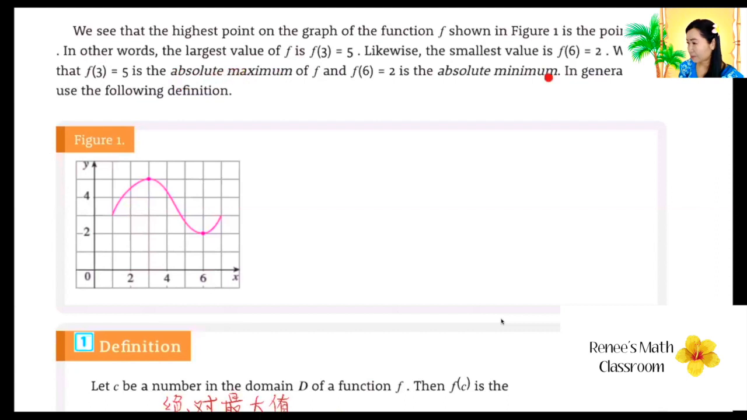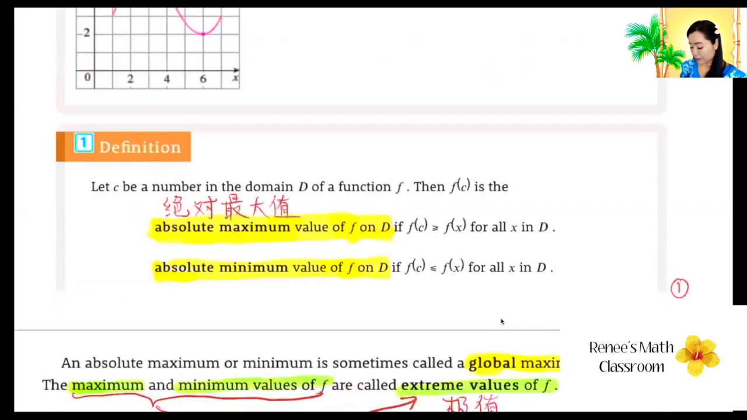Absolute maximum and absolute minimum are function values, the y values. The formal definition for absolute maximum or absolute minimum is stated here. Let c be a number in the domain of a function. Then f of c is the absolute maximum. Notice that that's the function value. If f of c is greater than or equal to f of x for all x in the domain, so this function value is above or equal to every other function value in the domain, then that is the absolute maximum. Similarly, we define the absolute minimum.